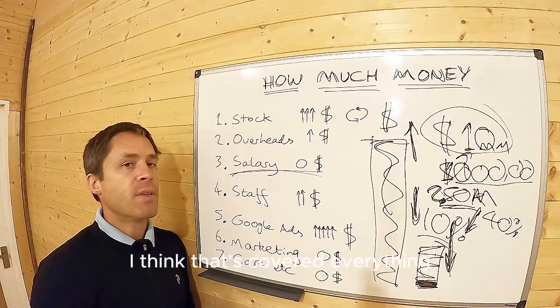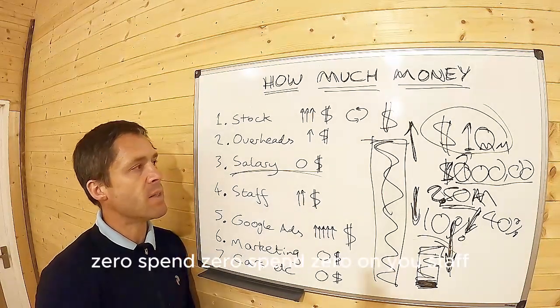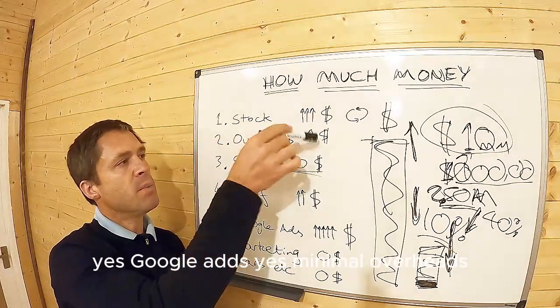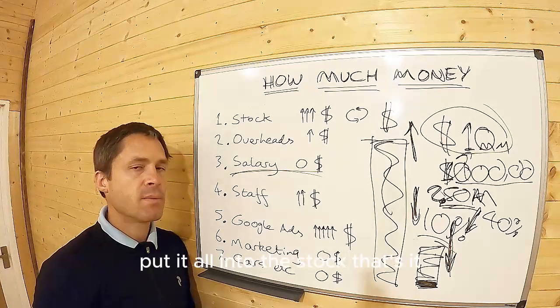I think that's covered everything. These bits are crucial. Zero spend, zero on you. Staff, yes. Google Ads, yes. Minimal overheads. Put it all into the stock. That's it.